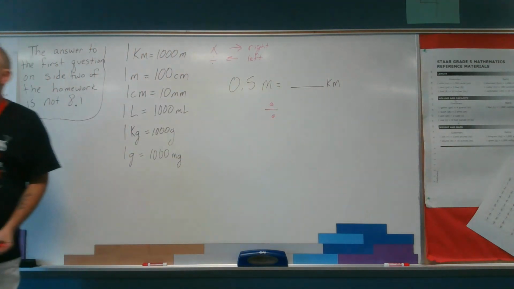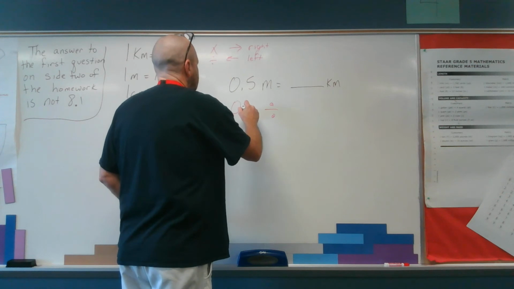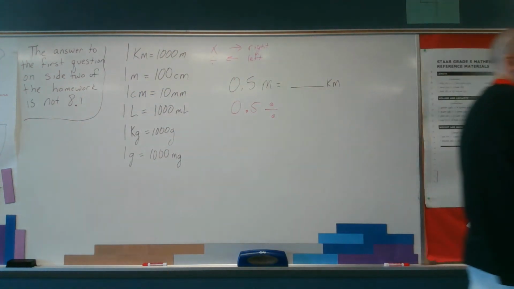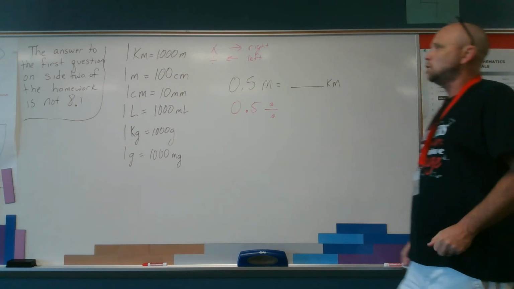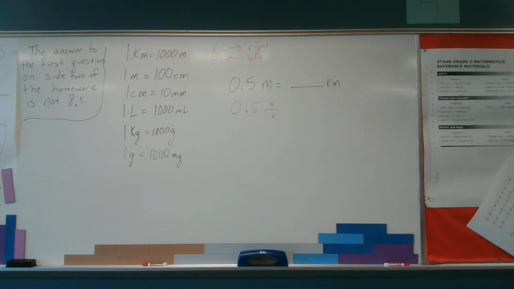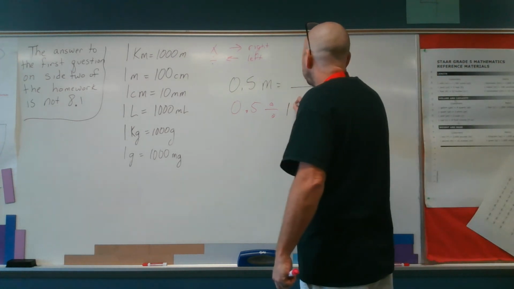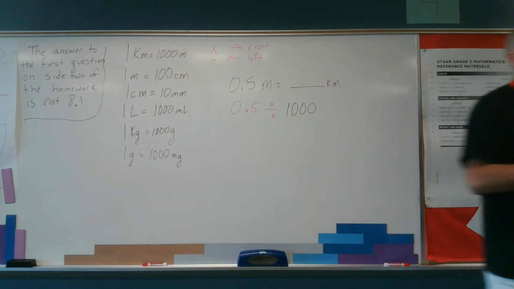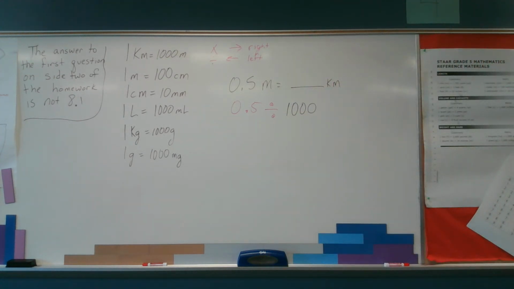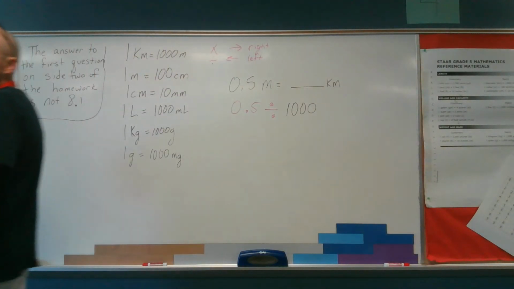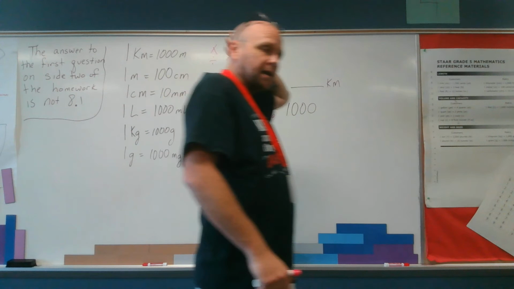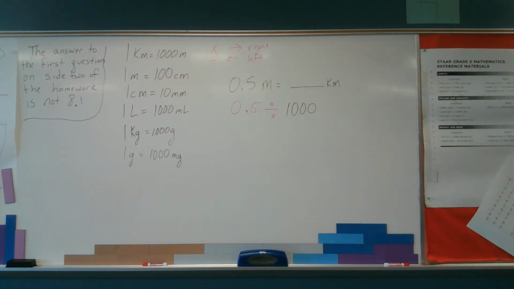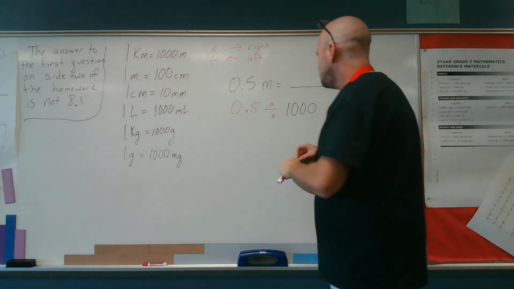We're going to divide what we know, which is 5/10 of a meter, and we're going to divide that by how many meters are in 1 kilometer? 1,000. We're going to divide that by 1,000. Which means, McKenna, we have to move the decimal point which direction? Left. And how many times to the left do we have to move it? 3.